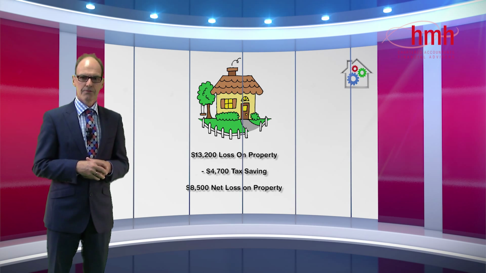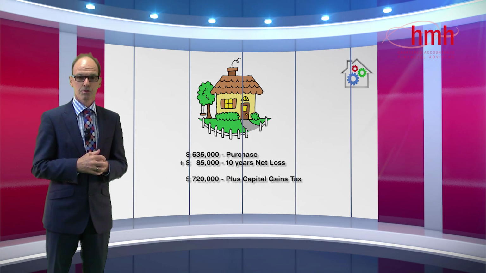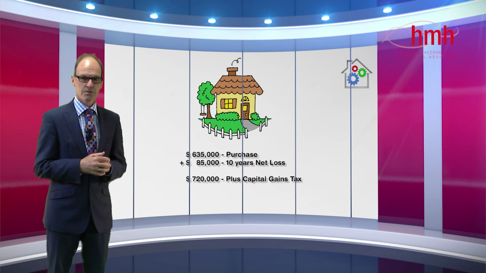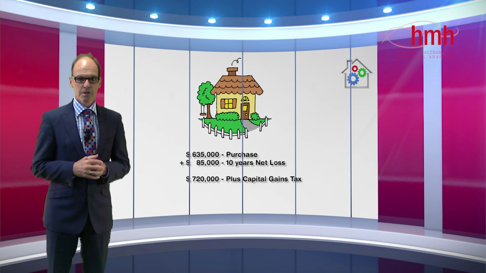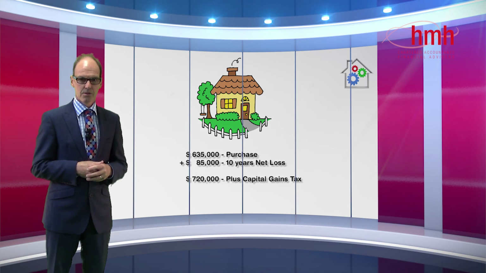If you hold the property for say 10 years, it will have cost you almost $85,000 in addition to your initial purchase price of $635,000. So you need to be sure that you can sell the property for at least $735,000 in order to break even after capital gains tax.